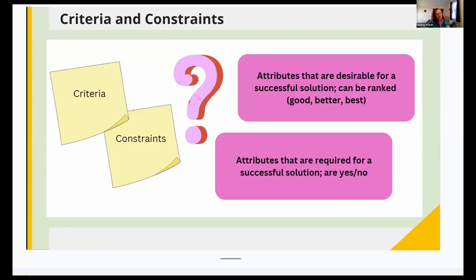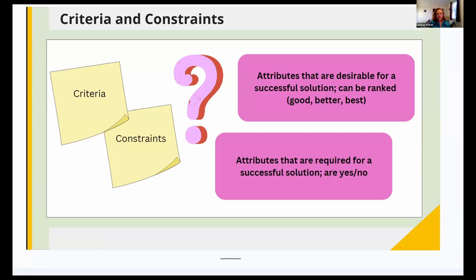And so just like really brief vocab to make sure we're all on the same page. We've got criteria and constraints, one of which is attributes that are desirable for a successful solution. They can be ranked good, better, best. And the other one is attributes that are required for a successful solution. So those are like yes, no's. Give you just a moment to think, and then we'll move on here. So one criteria is one, constraints the other.